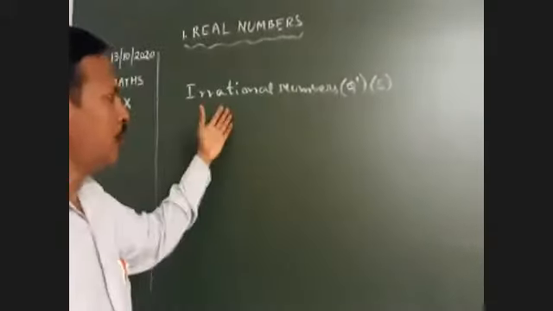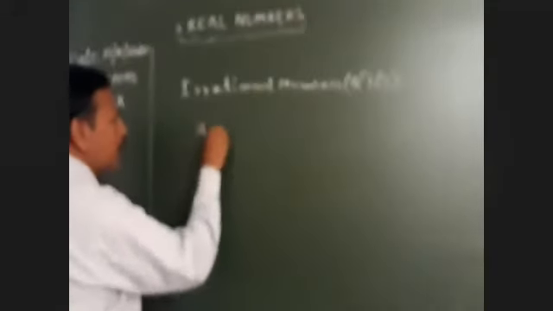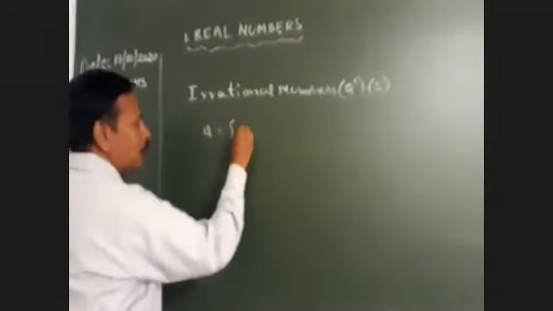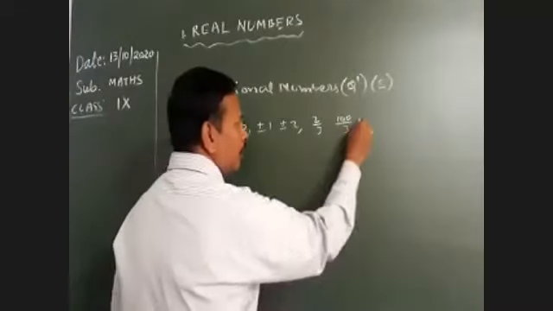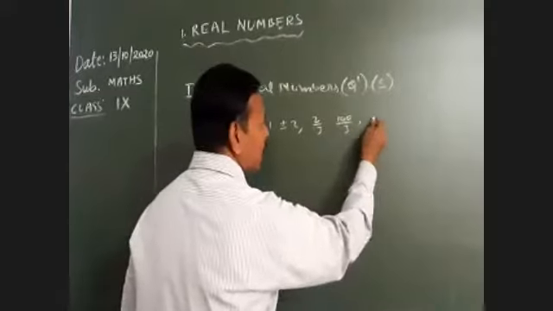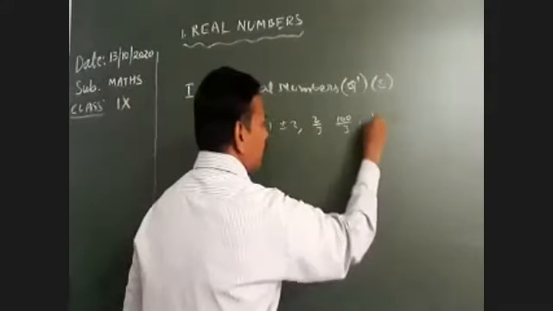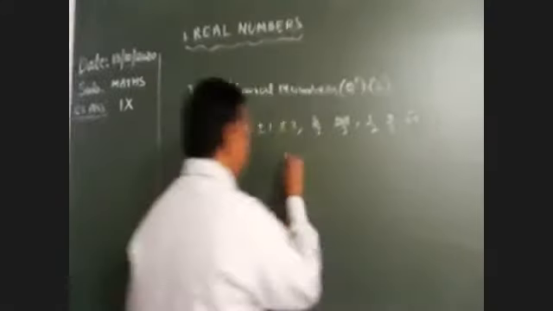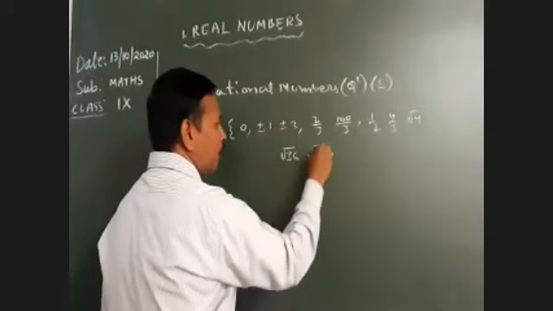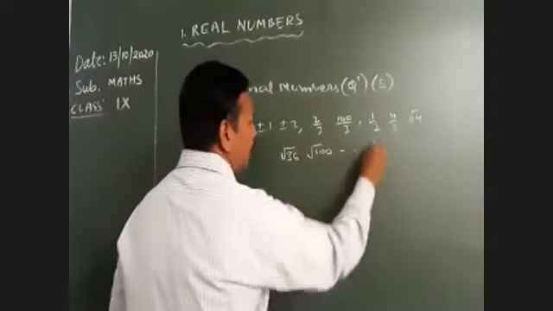Before we go to irrational numbers, what are actually rational numbers? Rational numbers we have already discussed. 0 will be there, plus or minus 1, plus or minus 2, fractions. Fractions also, terminating, suppose 100 by 3, and sometimes non-terminating repeating decimals. So these are all rational numbers: 22 by 7, 1 by 2, 4 by 5, and also sometimes root 4, root 36, root 100.